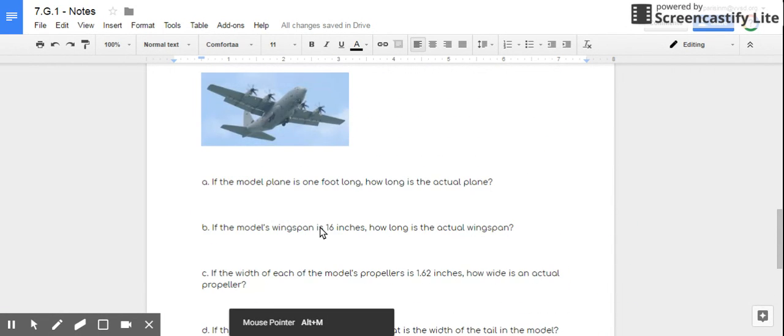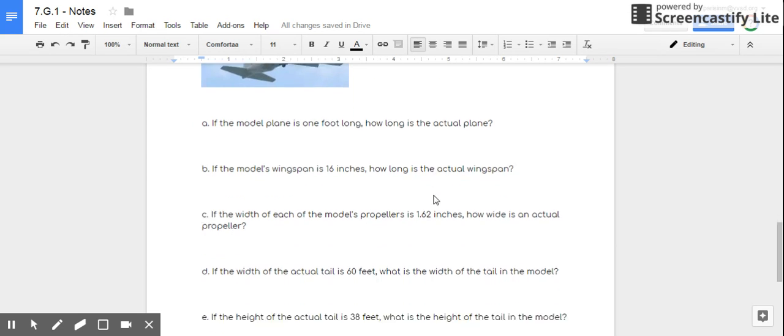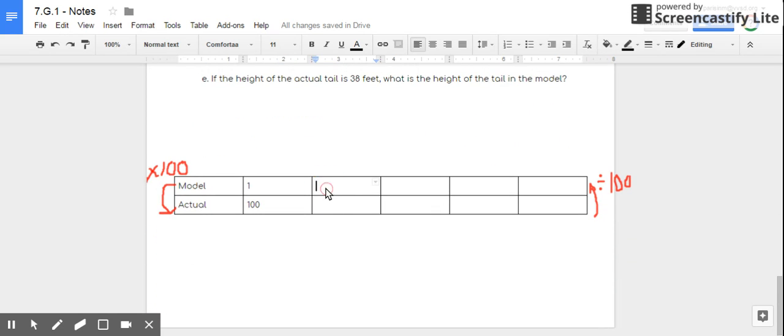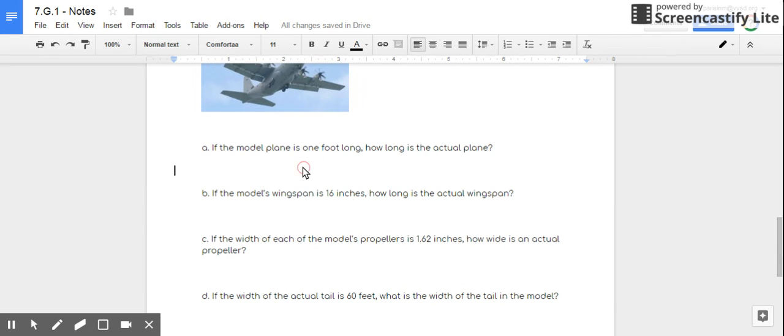Okay, so now going back up, question A says, if the model plane is 1 foot long, how long is the actual plane? So the model is 1 foot. If you just look at your table, we already have 1 for our model. So if our model was 1 foot, then our actual would be 100 feet. So our answer here should be 100 feet.